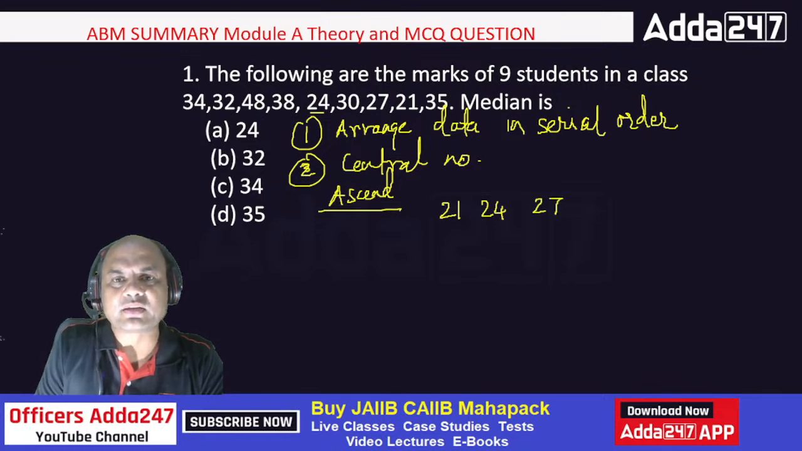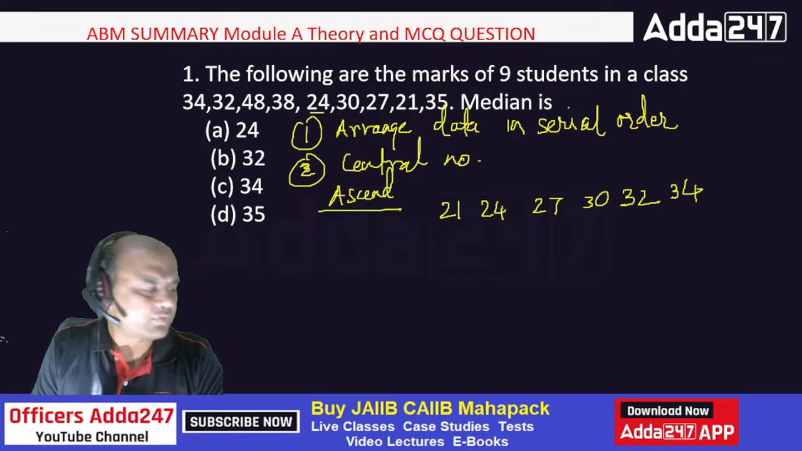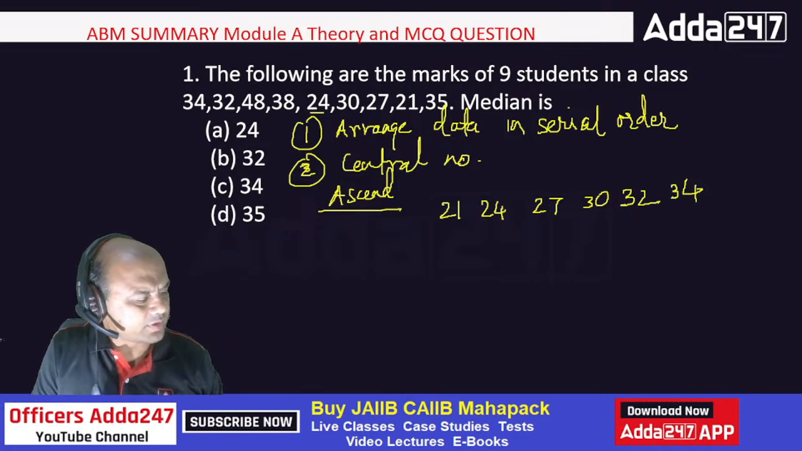After 27, then 28, 29, anything? No, 30 directly. After 30, we have 32. Is 31 anywhere? No, 32 directly. Then after 32, 34. Is 33 there? No, 34. After 34, 35 is there, right? We have 35 also.